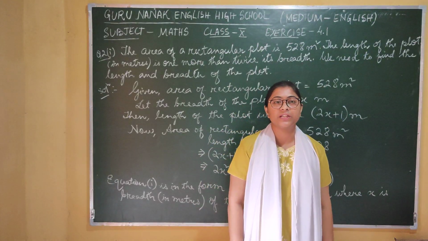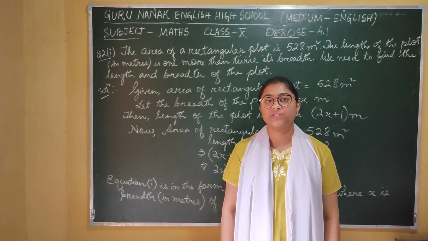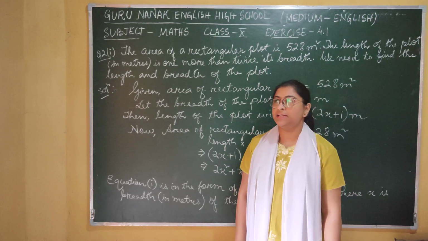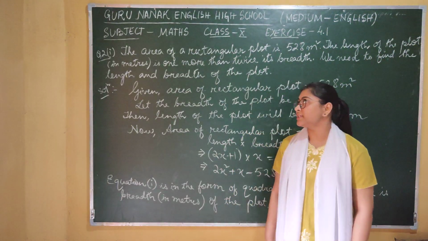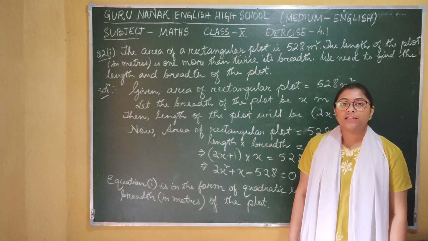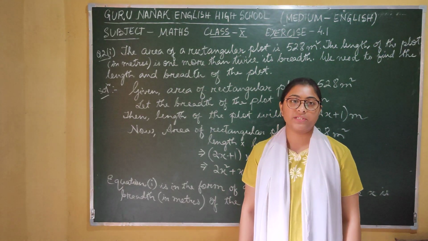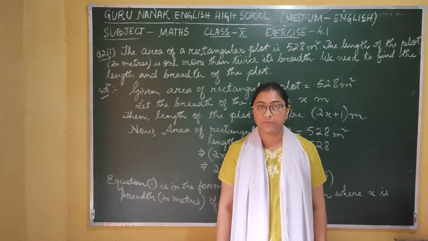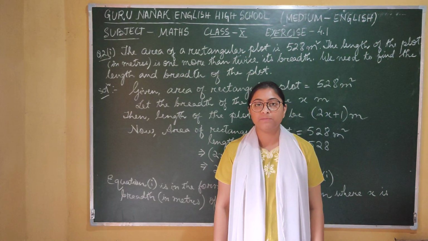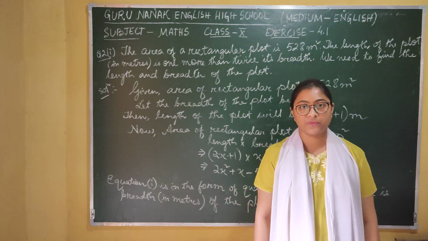Hello students, so today I will be discussing mathematics for the students of class 10, and I shall be discussing exercise 4.1. In the last video we have already discussed the standard form of a quadratic equation, and the standard form of the quadratic equation is ax square plus bx plus c equals to 0.